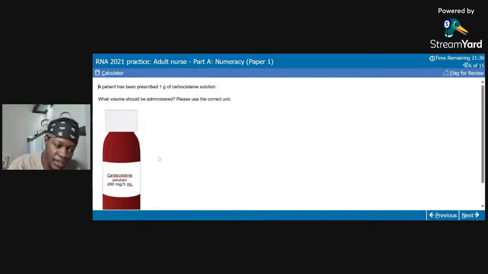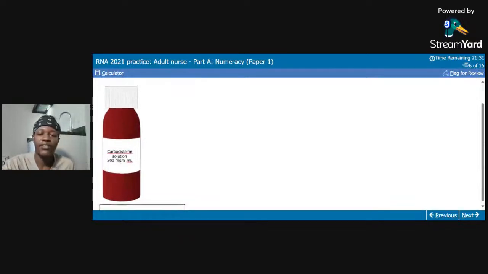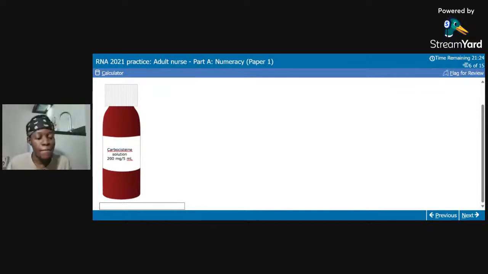Now they said that this person is prescribed 1 gram. So what volume should be administered? We have here that the medication comes in 200 milligram in 5 ml. So if 200 milligram is in 5 ml, 1000 milligram will be in what? 200 equals 5. 1000 equals x. 1000 multiplied by 5, x multiplied by 200. And that gives us what? 5000.